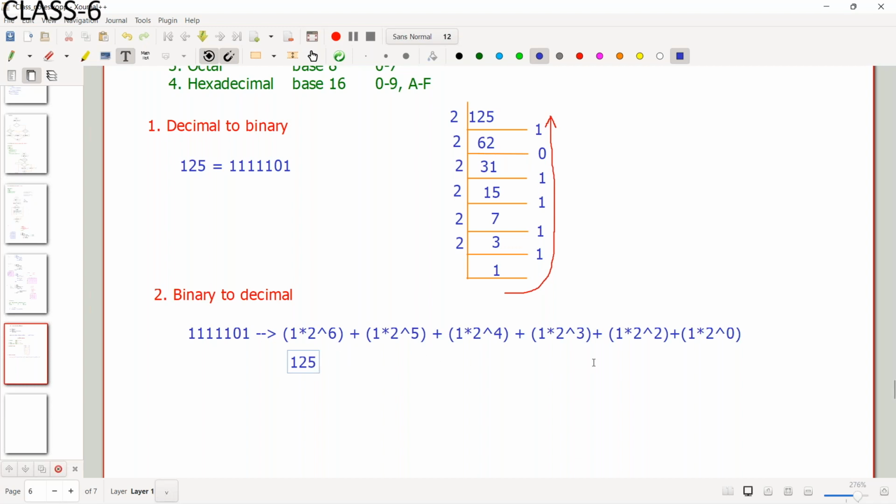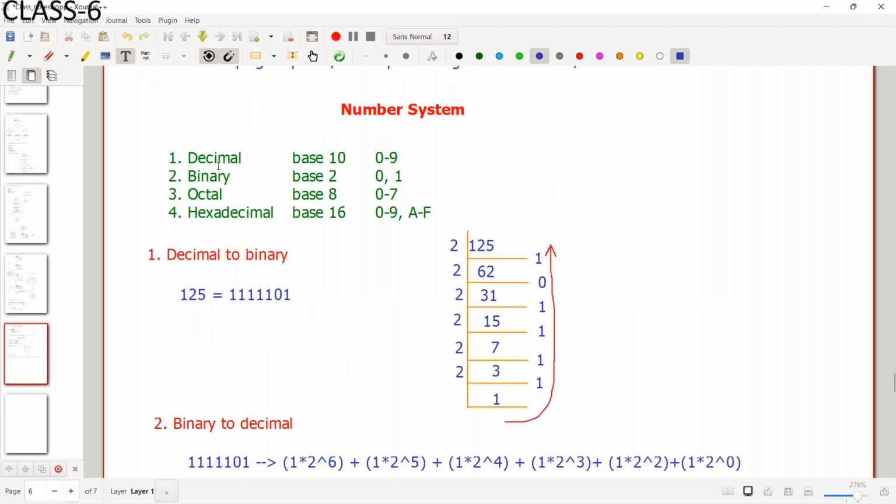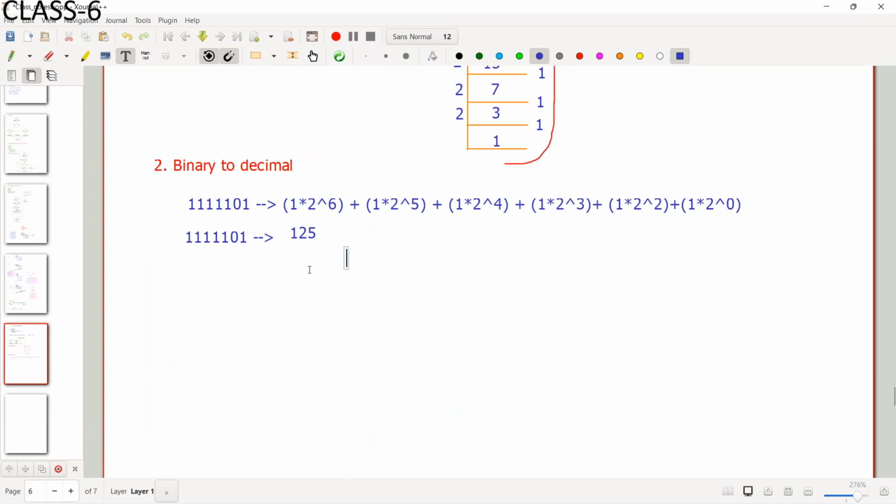So this is how you get the decimal from the binary number. That is 125. The first two are done. Now the decimal to octal, that's the third one.